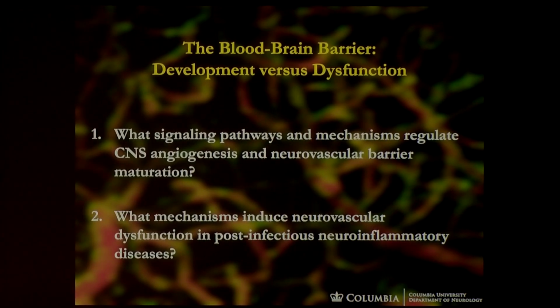In the first half of the talk, I'm going to discuss some of the signaling pathways and mechanisms that regulate angiogenesis and neurovascular barrier maturation. And in the second half, I'm going to talk about blood-brain barrier dysfunction and immune crosstalk with the CNS vasculature in the context of a neuroinflammatory disease called post-infectious autoimmune encephalitis.